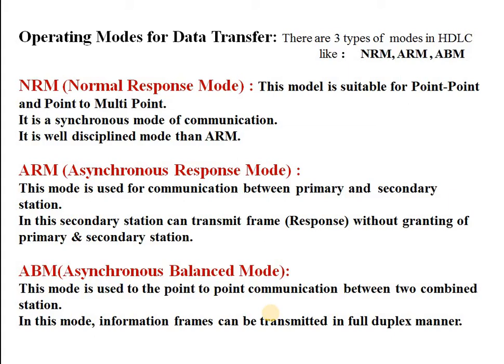Now in the HDLC there are three types of data transfer modes. First one is NRM, then ARM, and ABM. So now we will see NRM, which means normal response mode. This mode is suitable for point to point or point to multi-point kinds of operation or data transfer. It is a synchronous mode of communication and it is a more well-disciplined mode than ARM.